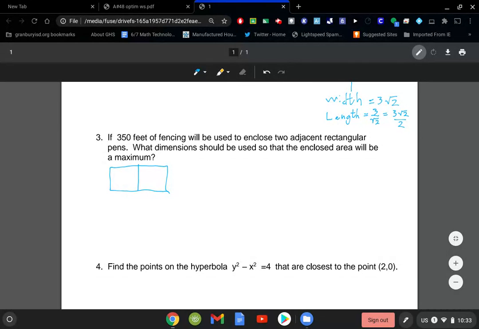Okay, so what we can do, and this is not the only way to do it, because it says 2 adjacent pens, we're going to call this x and this y. Now, if this is x, this is also going to be x, okay? And now we want to find the dimensions that should be used, so the enclosed area would be maximum. So it's basically the same problem as the one that I did in 48, okay?